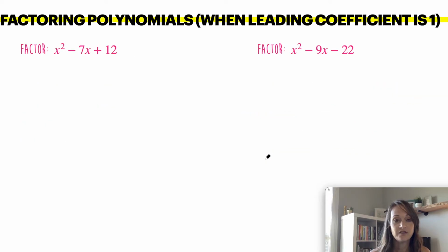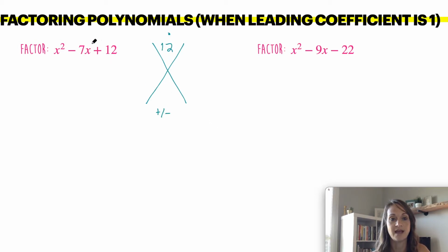Now, when you factor polynomials in the form of ax squared plus bx plus c, when the coefficient is 1, this is where you do the big X. What multiplies to get me 12, and what adds or subtracts to get me a -7? And so the answer would be -4 and -3, because -4 times -3 gives you a +12, but when you add them, you get a -7. So therefore, your factors would be x minus 4 and x minus 3.